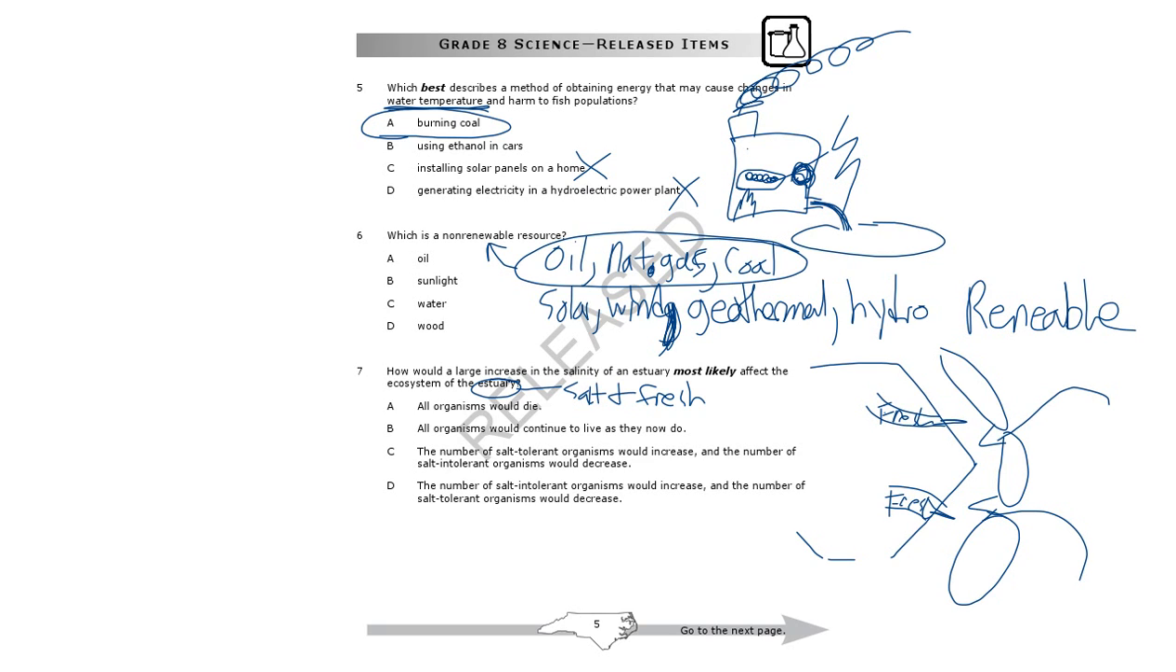So what they're asking you is what would happen if for some reason you got more and more salt water in your estuary. You still have the same amount of fresh water coming in, but more and more salt water. Well, the salt water would kill the freshwater organisms, and so the salt-tolerant organisms would have the advantage at that point.